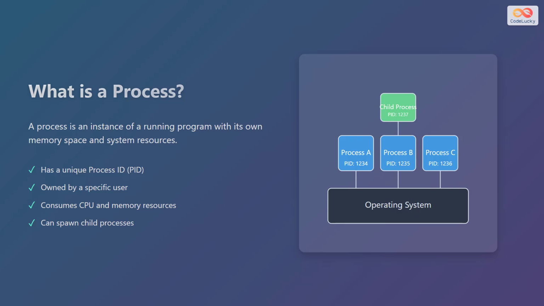Second, every process is owned by a specific user, which determines the permissions and privileges associated with it. Third, processes consume central processing unit and memory resources as they execute, and monitoring these resources is crucial for system performance. Finally, a process can create or spawn new or child processes, enabling complex tasks to be divided into smaller, manageable units.